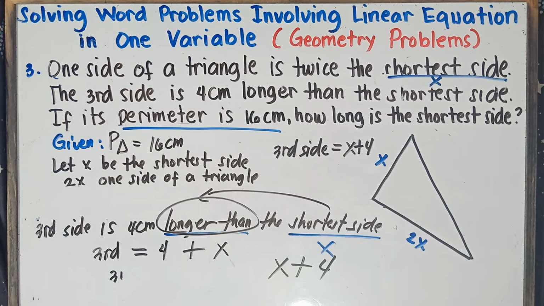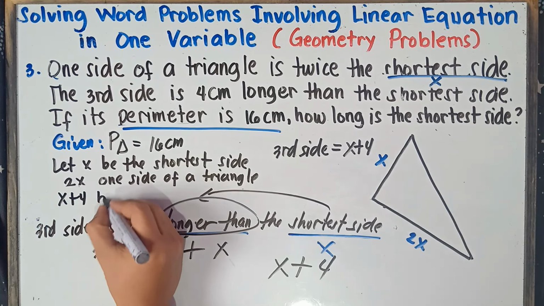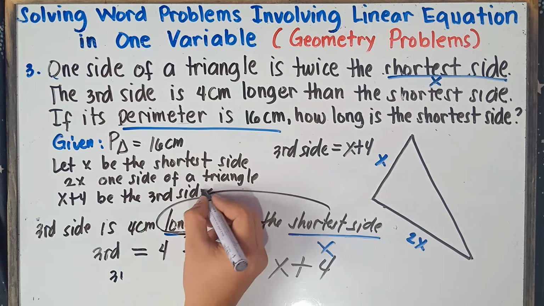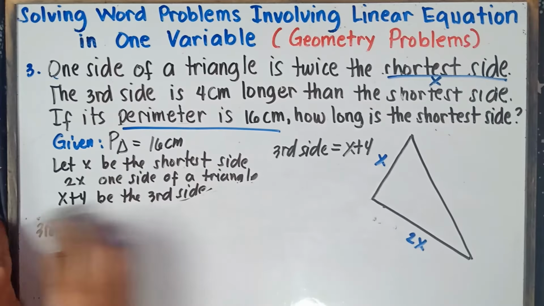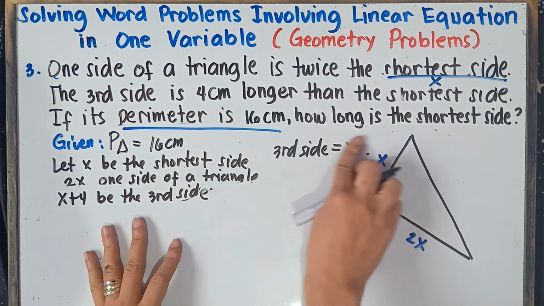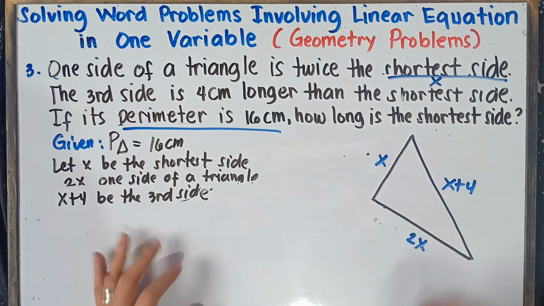Alright, so therefore the third side is x plus 4. Alright, so we are almost done, class. So this will be our third side. So this will be x plus 4 for the third side.